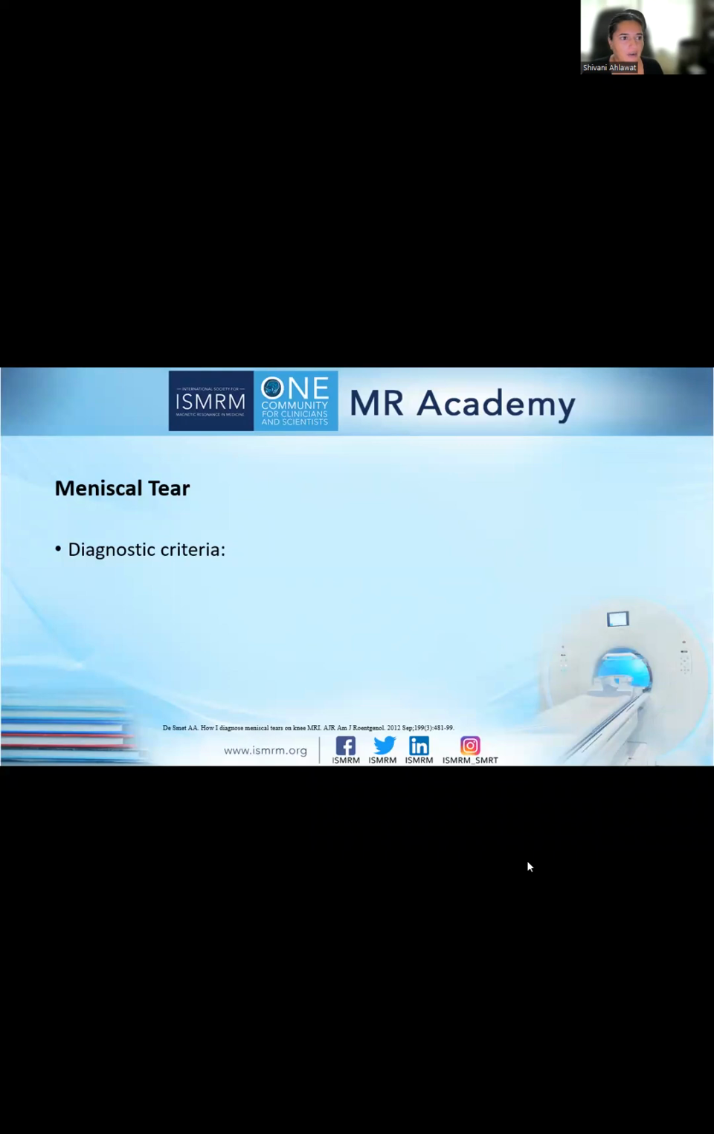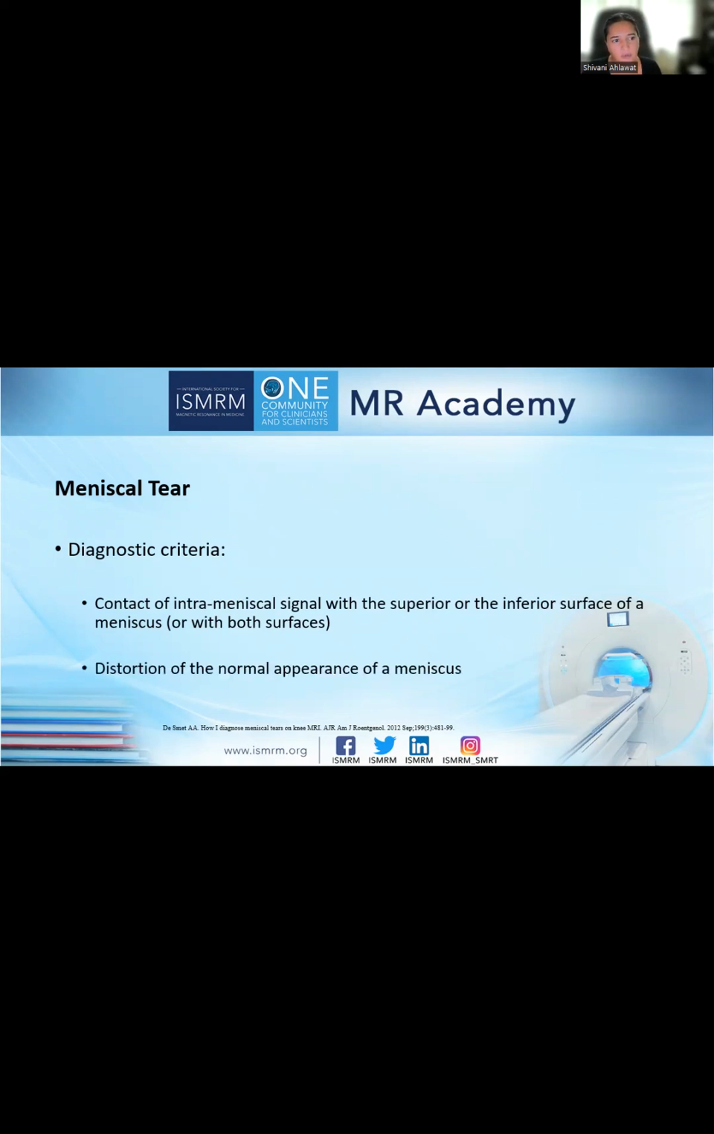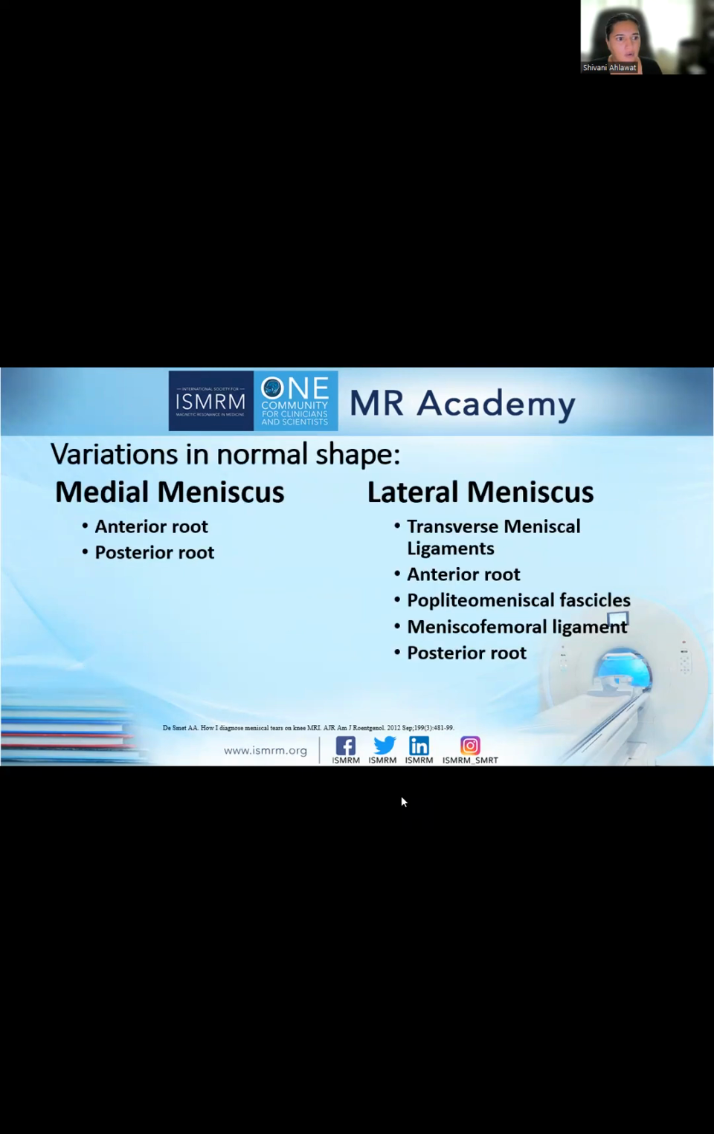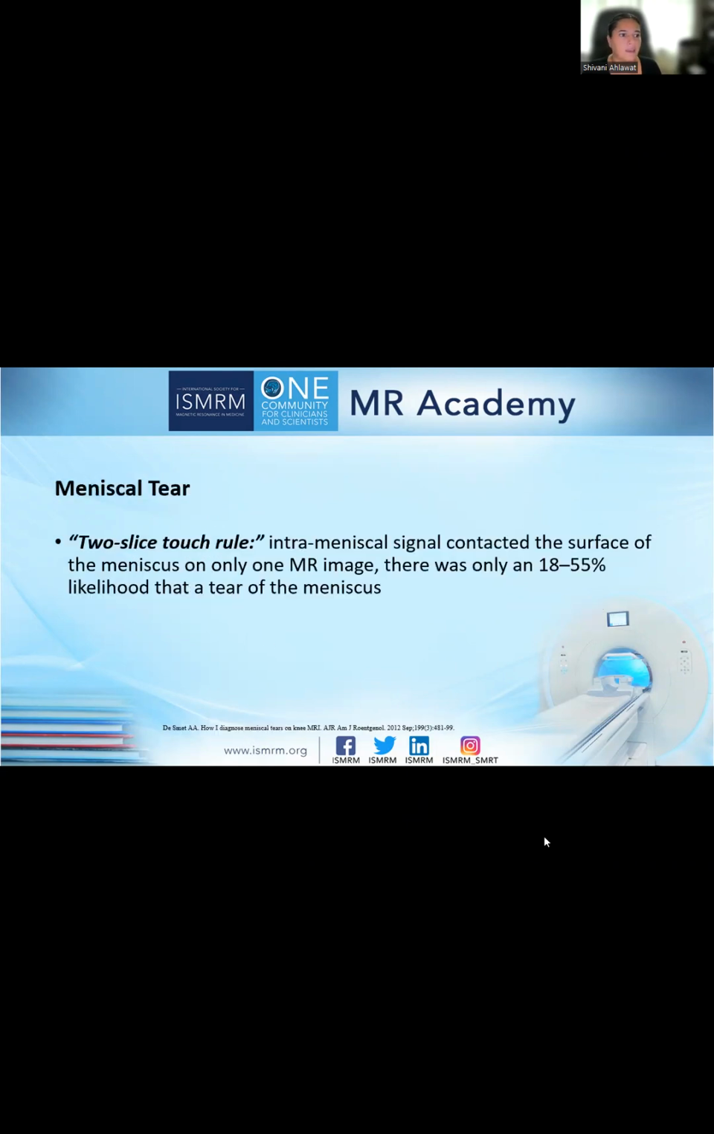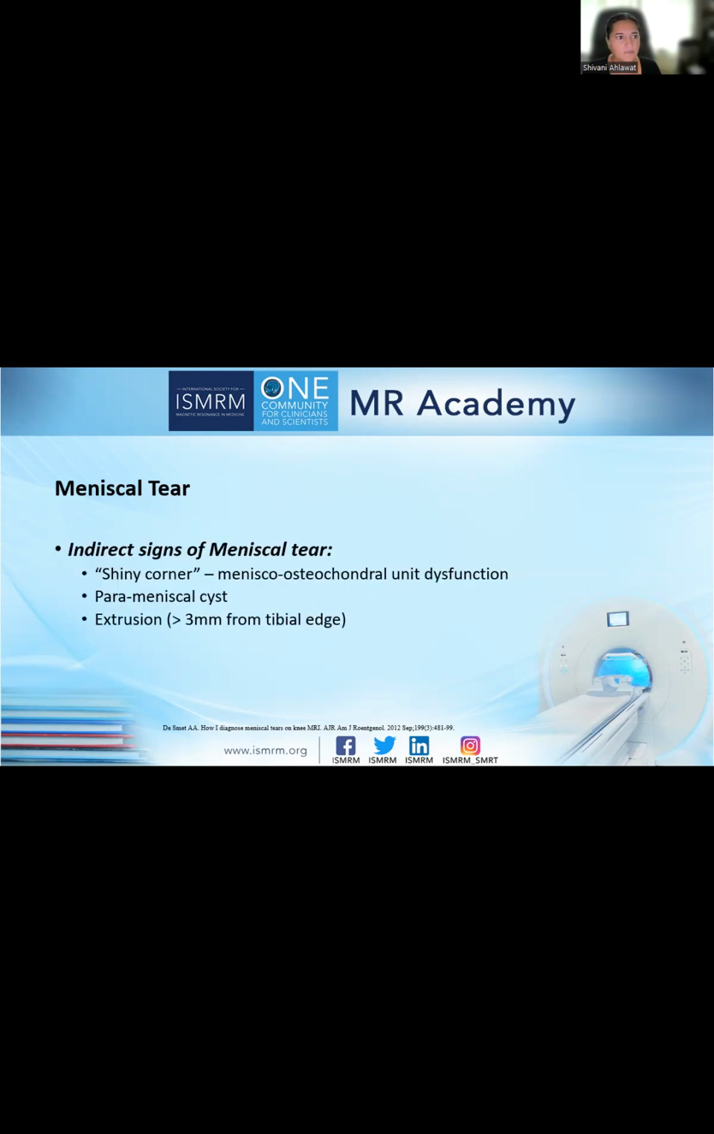So what did we learn today? How to diagnose meniscal tears. The diagnostic criteria are abnormal signal that surfaces on one or both sides, or abnormal morphology. And for abnormal morphology, first you have to know variations in normal morphology and all these extra attachments and variations in attachment that I tried to show some examples of. For the diagnostic criteria for discoid meniscus, the most useful I find is meniscus measuring more than 14 millimeters on a midline coronal image. And make sure that you can see abnormal signal on more than one slice, because our accuracy declines considerably if we just use one slice.